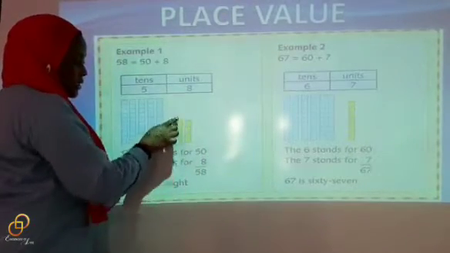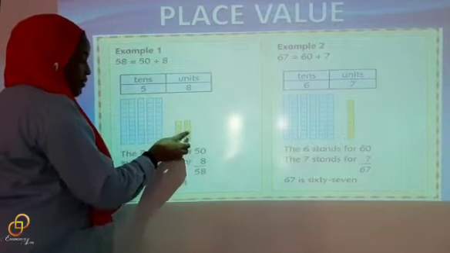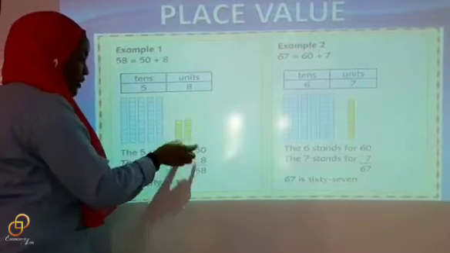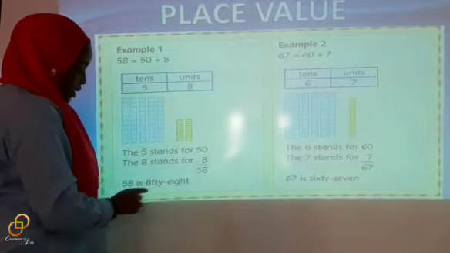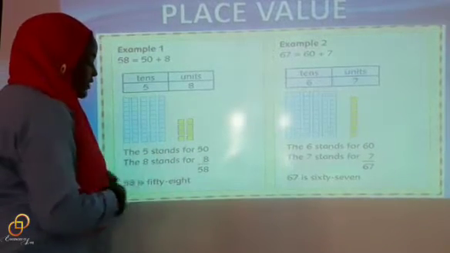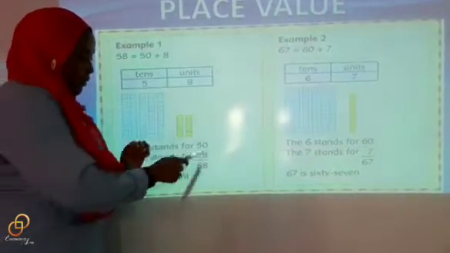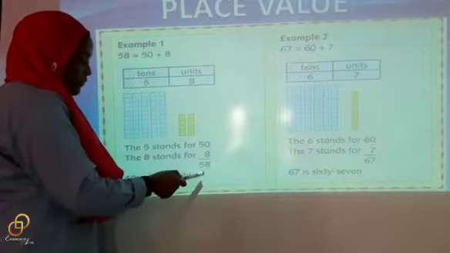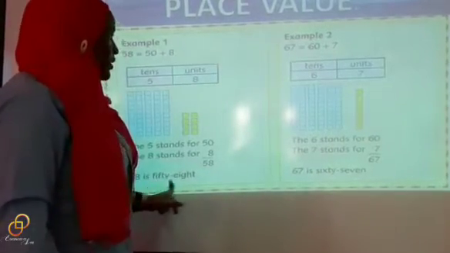So when you count this, it remains ones. 1, 2, 3, 4, 5, 6, 7, 8. So 8 units remains 8. So the 5 stands for 50, while the 8 stands for 8. So when you add 50 plus 8 together, they give 58. So 58 is written in words as fifty-eight.